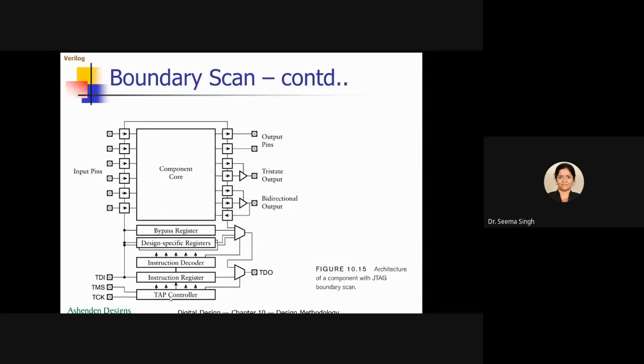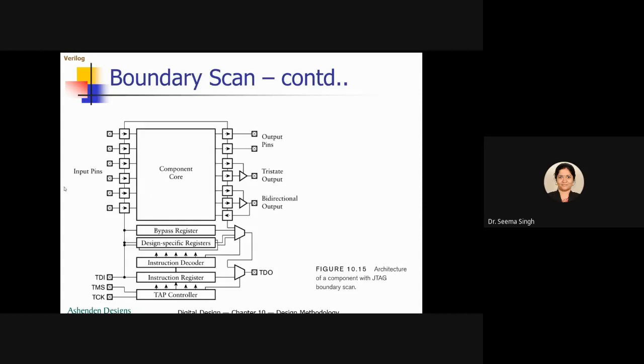Now one of the components is shown here. This is the TAP controller. What does this TAP controller do? It has control of your TMS and TCK. What was TMS and TCK? TMS was the test mode select input and TCK was your clock for the test logic.